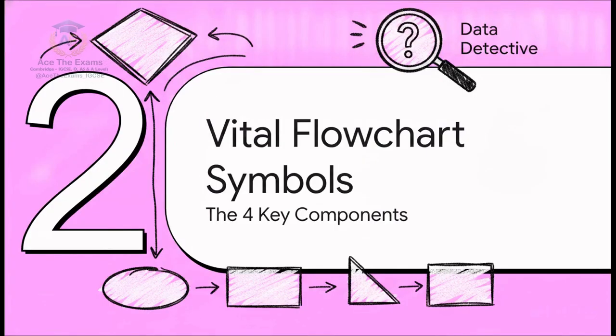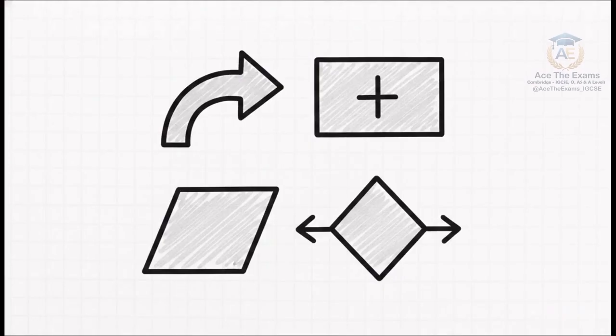Moving on to Section 2, 4 vital flowchart symbols. To speak the examiner's language, you need the right tools. And in algorithmic problem solving, those tools are your standard flowchart symbols. Let's build our basic data detective tool belt so we can decode these questions properly. You see, every specific pseudocode statement has a rigid diagrammatic equivalent that must be used correctly. We've got 4 vital components here.